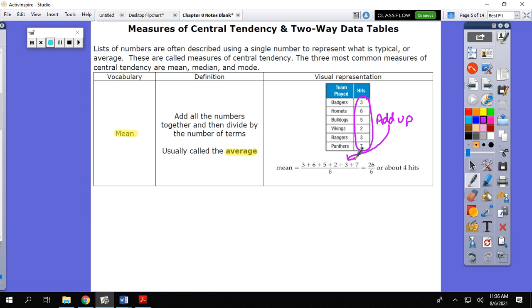That's what we're doing right here, adding those up, which is 26 total. And there's a total of 6 games, 1, 2, 3, 4, 5, 6. So that is our bottom number. We do 26 divided by 6, which is just over 4 hits. It's actually 4 1/3, so 4.3 repeating. But we would round according to whatever the problem is asking us to do. In this case, it would make sense to say to the nearest hit, we're averaging about 4 hits per game.